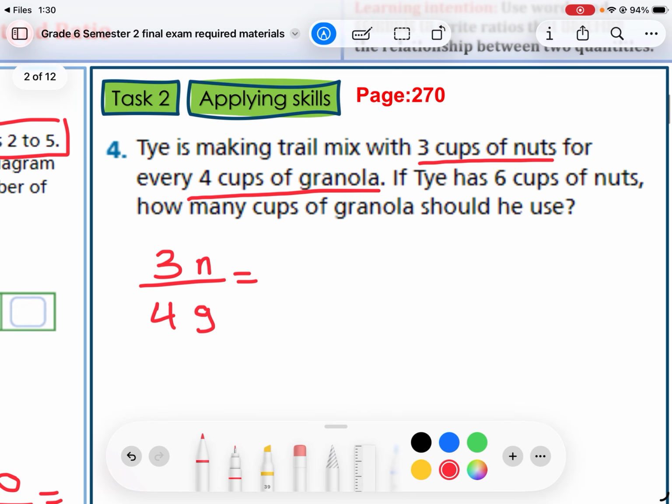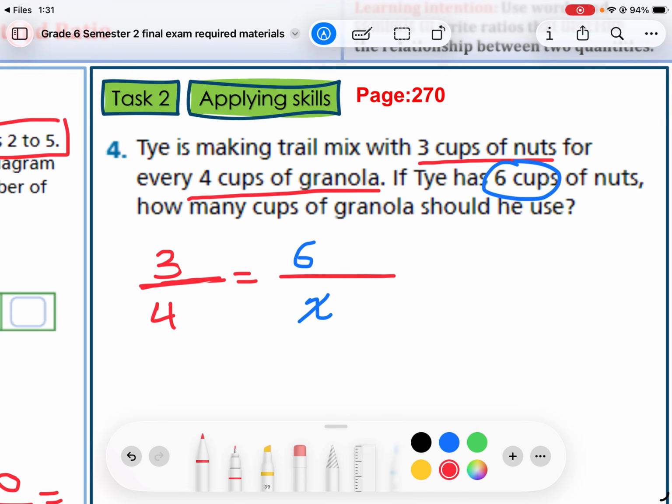So on the other side, what does Ty have? Ty has 6 cups of nuts. So I have the number 6, which will go opposite to the 3 cups of nuts. Why? Because you have to match the units. Nuts should face nuts, granola should face granola. And down, I don't know how many cups of granola I need, so I will put X. And that's it. Now I'm going to remove the N again, so you don't think it's a variable and multiply it by mistake.